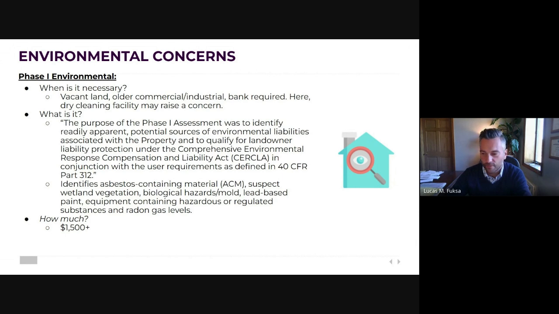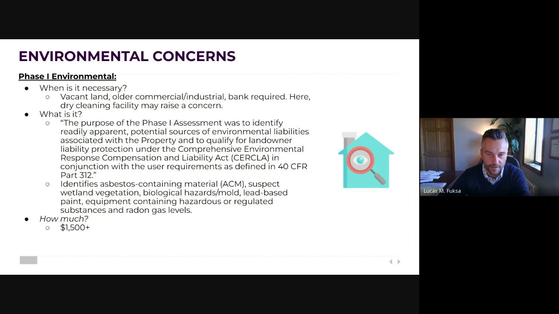So a phase one environmental, what is it? Quoted from CERCLA, the purpose of the phase one assessment is to identify sources of environmental contaminants. Those are things that are here: asbestos containing material, biological hazards, lead-based substances, etc. Those are also known in the industry.